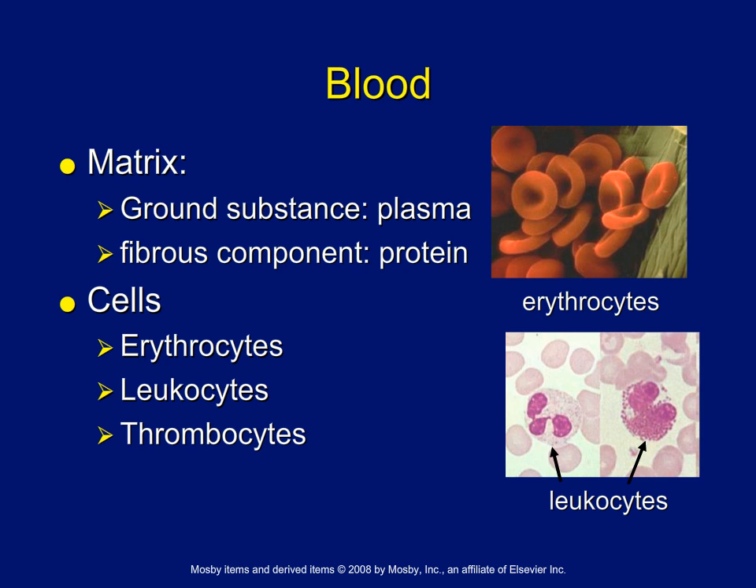The leukocytes are the white blood cells, and their purpose is to basically ward off any type of invaders in the body. And then we also have our thrombocytes. The thrombocytes are there to help assist with blood clotting should we rupture a blood vessel. And we'll talk a lot more about blood and the circulatory system next semester.